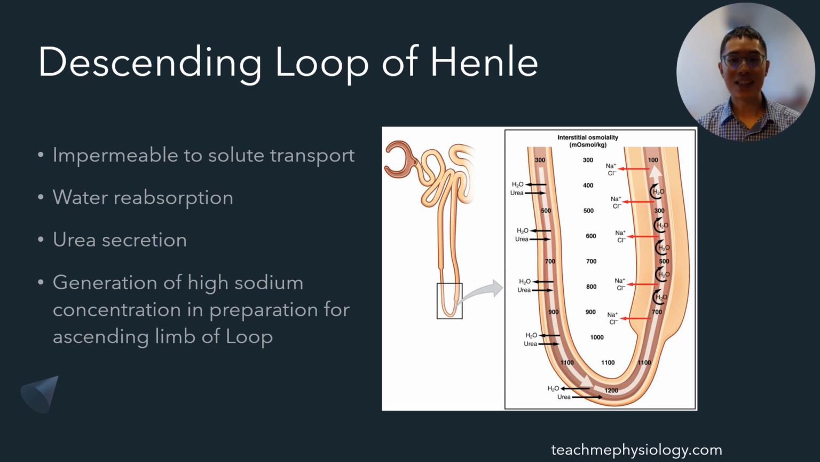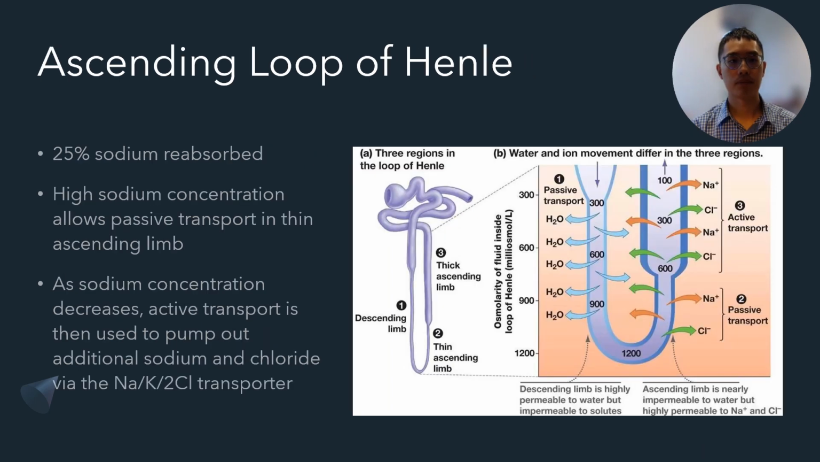What makes the descending limb important is that removal of water allows a high sodium concentration that sets up the ascending loop of Henle to actively transport sodium molecules out and generate the medullary concentration gradient.